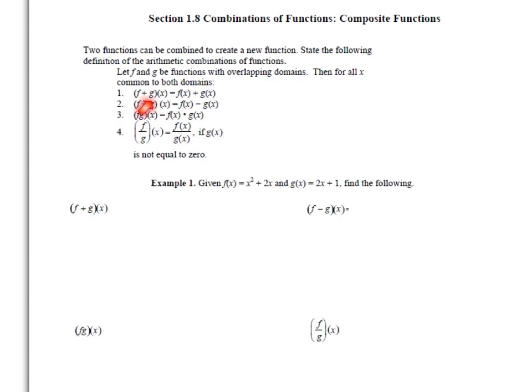you have the addition function, which basically, if you have two functions added together on the inside, you can separate it out by addition. The second one is subtraction, where f minus g of x will create f of x minus g of x. If you have fg, this means multiplication of functions f and g together. You're going to multiply function f times function g. And the same thing with division.